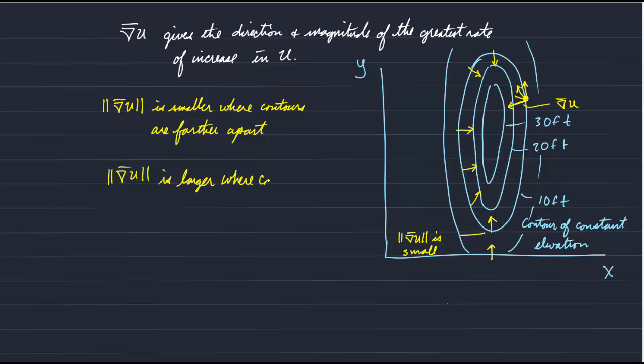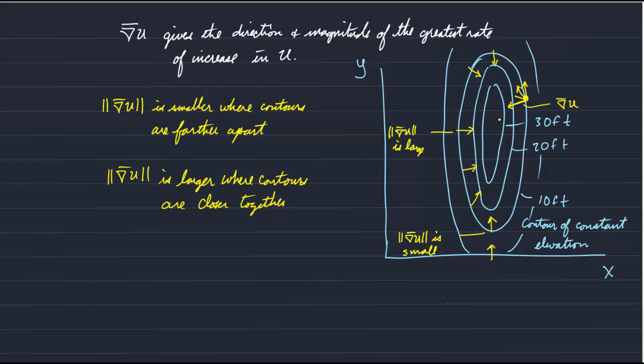where contours are closer together. So near here, for example, grad u is relatively large. The same change in u over a shorter distance. So grad u tells you at a given location the direction and magnitude of the change in u per increment of distance in that direction.